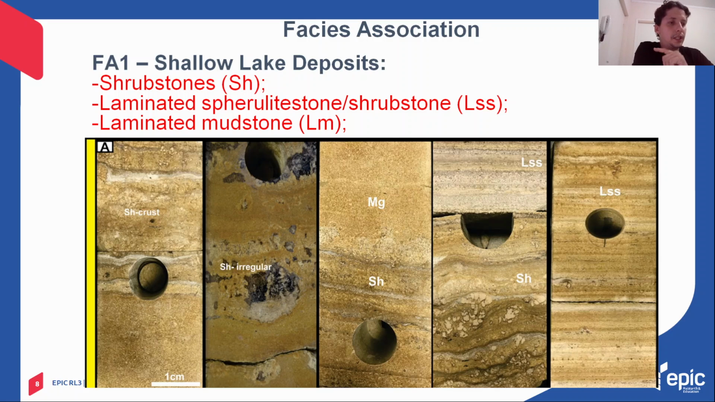Facies association 1 is composed of the facies shrubstone, laminated spherulitestone and shrubstone, and laminated mudstone. The shrubstone facies occur with different variations in size and morphology. In the first picture, we can see the crust morphologies. In the second picture, we have the irregular morphologies, and in the others, we can see pustular or arborescent morphologies also.